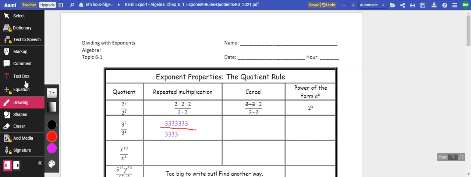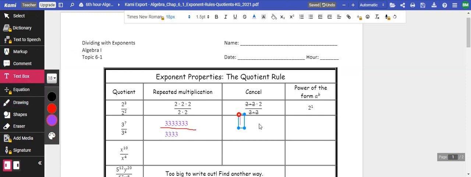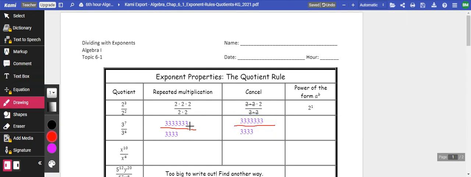And then I'm just literally going to repeat that over here, but we're going to cancel out. So we've got 1, 2, 3, 4, 5, 6, 7, and on the bottom, we've got 1, 2, 3, 4. But we're going to cancel out what's on the top and the bottom. And by canceling out, we're just talking about 3 divided by 3 gives us 1. So that's 1, that's 1, that's 1, that's 1. And we're left with 3 to the third, which is our answer.